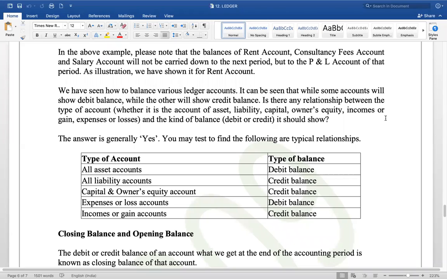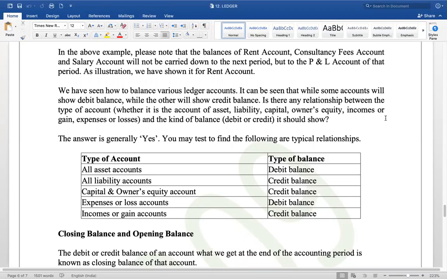It can be seen that while some accounts will show a debit balance, the others will show a credit balance. Is there any relationship between the type of account, whether it is an account of asset, liability, capital, owner's equity, incomes or gains, expenses or losses, and the kind of balance, debit or credit, it should show? And finally, we may have a doubt whether a particular transaction is to be debited or credited.